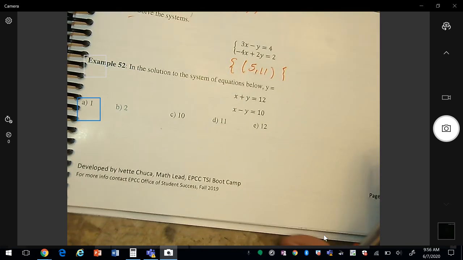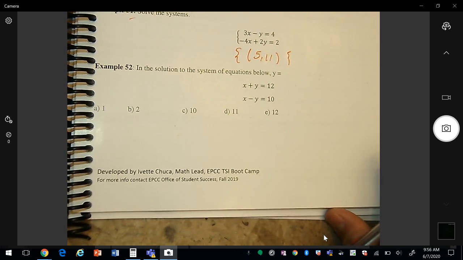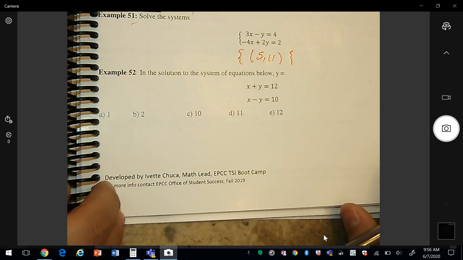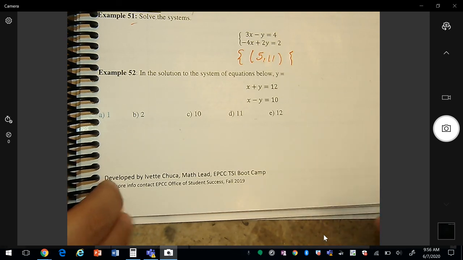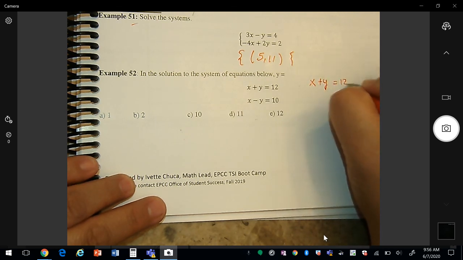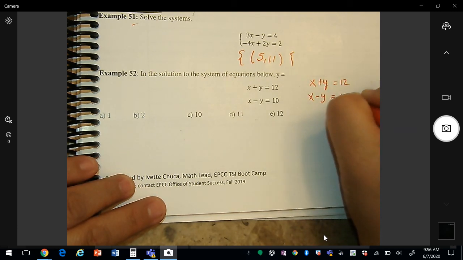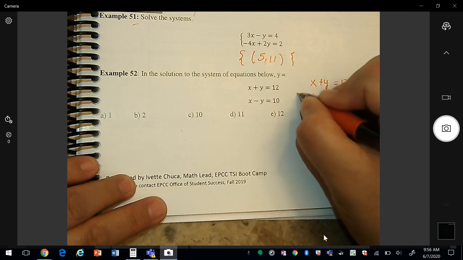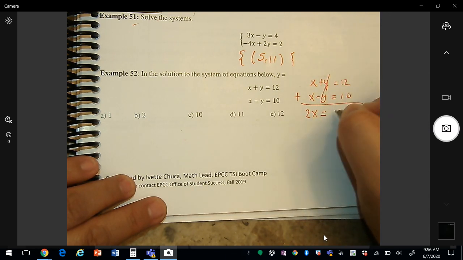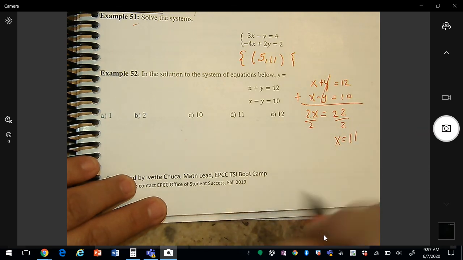Okay. So example 52, in the solution of the system of equations below, y is equal to what? So here I'm going to use elimination. Notice that the y's have opposite signs, so I can just go ahead and add. x plus x is 2x. Y's cancel, and then we get 22. Divide by 2, so x is equal to 11.